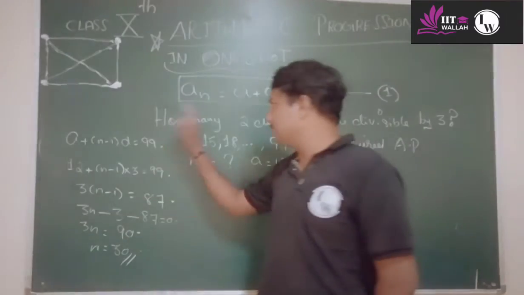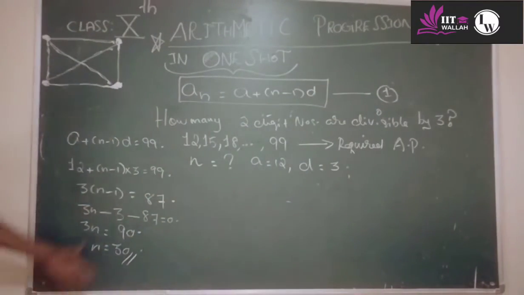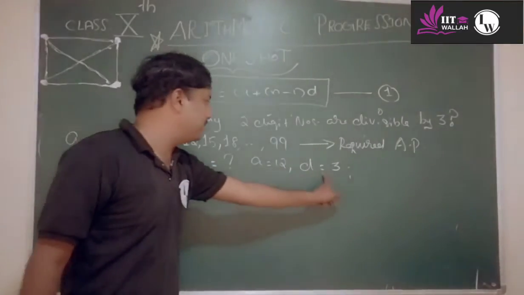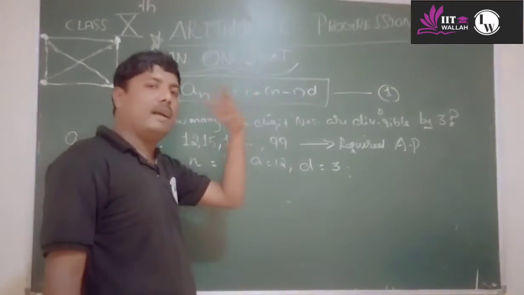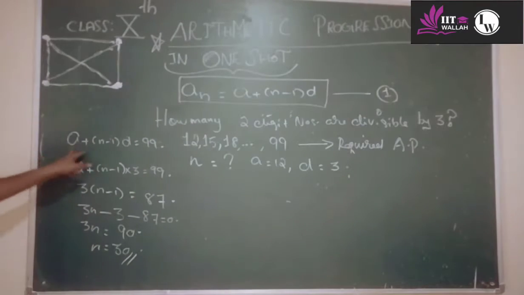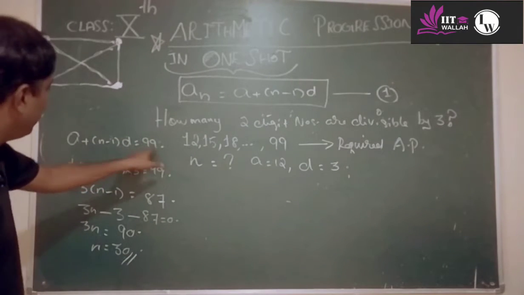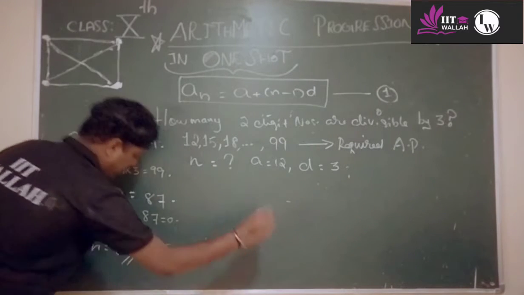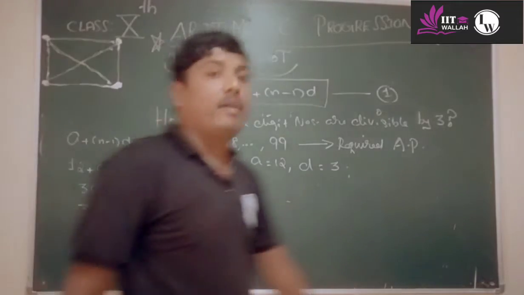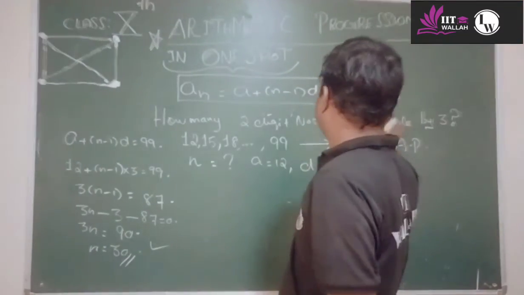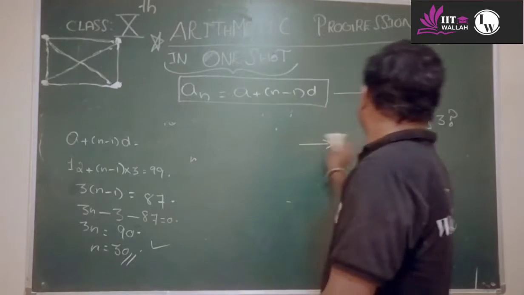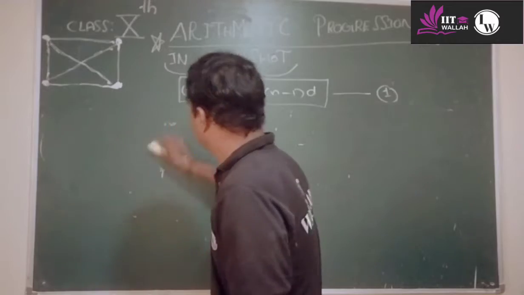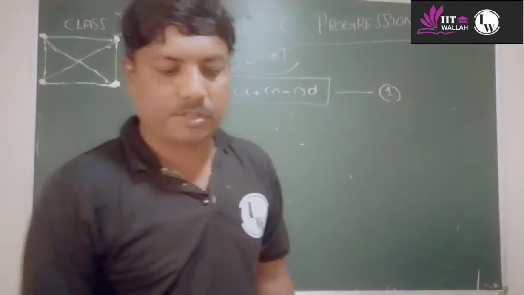Got it? This is how we can solve this. Any doubt? Step by step we are asked to find n here. A is given, d is given. First term and last term we already calculated in our mind. Then using the a plus n minus 1 d formula, I substituted all the values and found n. n is equal to 30. Okay, got it? Nice. We will move on to the next question.